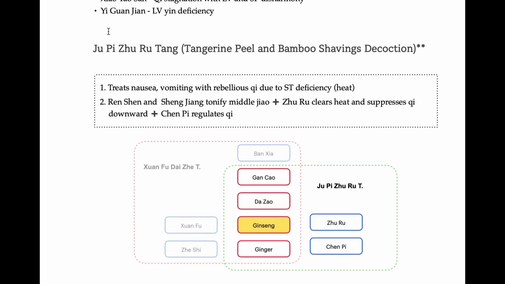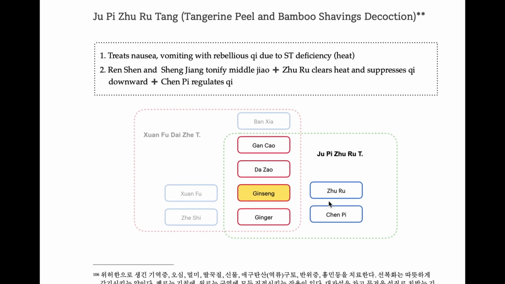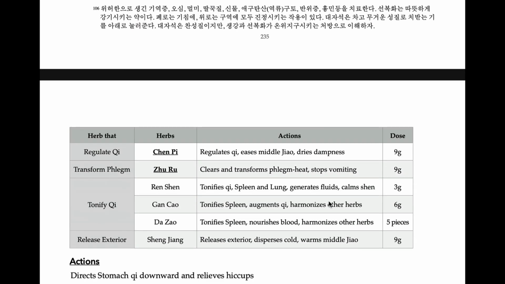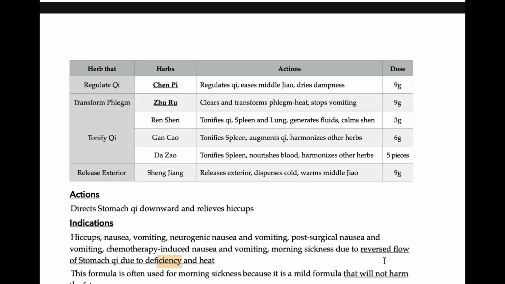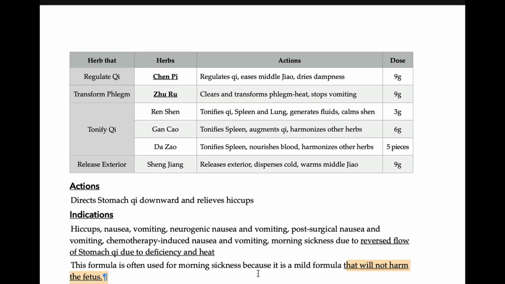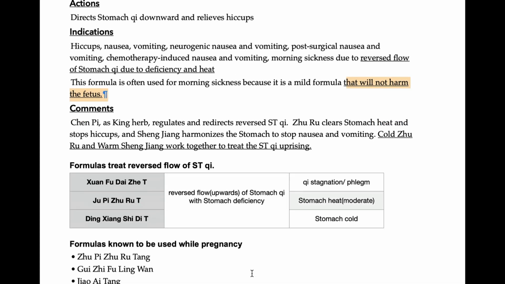And Jupi tongue. Jupi tongue is very similar to Bansha Sheshin tongue. Can you see? Without Bansha, it has ginseng and ginger and ganjiao, dachao, but with Juru to subside heat. So it is for nausea with heat in the stomach. So Jupi tongue is used for nausea with deficiency heat. Because it has Ransan, it treats deficiency and reversed flow of stomach qi, and it does not harm the fetus. So if the question asks which formula can be used during pregnancy, this is one of them, Jupi.